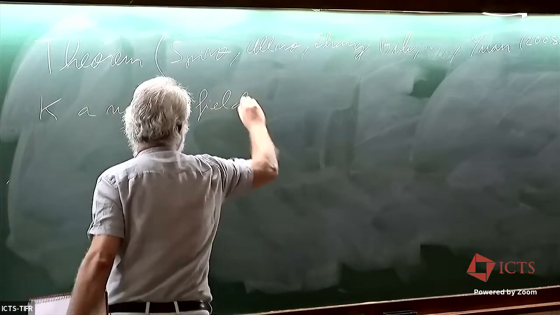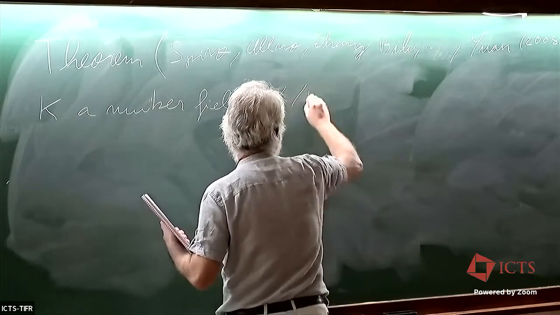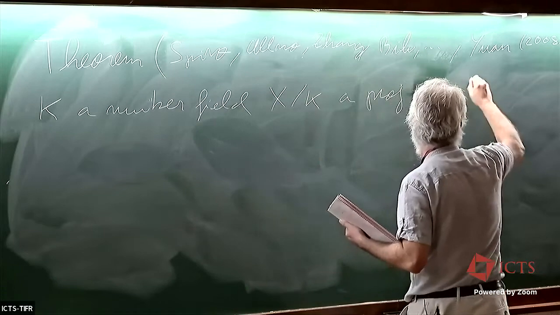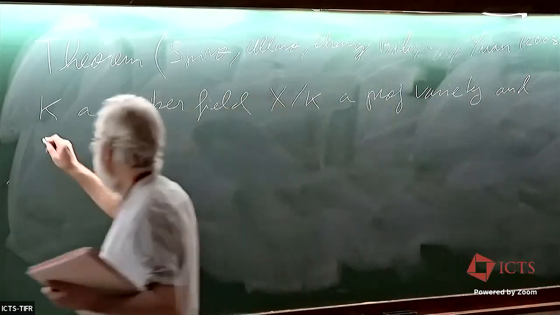And this is as follows. This is valid for number fields. So let K be a number field, and I have X over K, a projective variety, and L an ample line bundle.